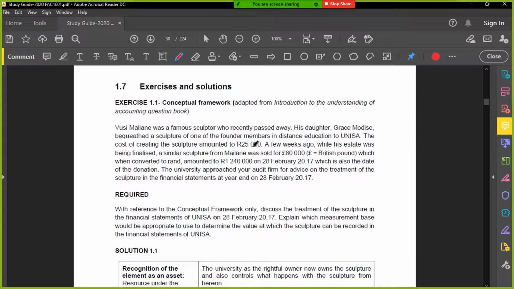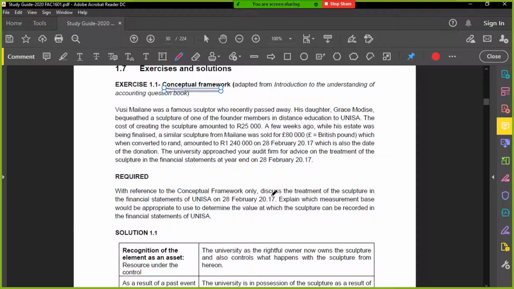But this one is theory. I see some amounts here. This is looking at workings. What is the required asking for? The treatment of the sculpture, the measurement. Okay, yeah, this is theory relating to the value. Right, so remember we spoke about fair value, market value? Yeah. The textbook is asking you about that. The change in value. This is even bringing in some exchange rates. British pound and rands.